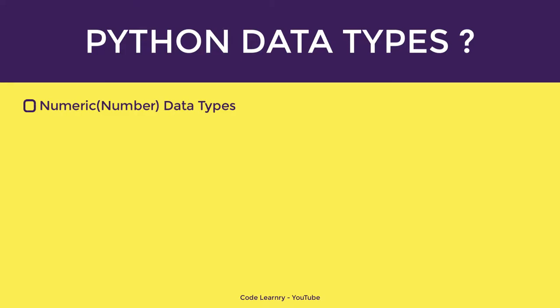A numeric data type is any representation of data which has a numeric value. In Python, there are three types of numbers. An integer is a positive or a negative whole number that has no fractional part. A float is any positive or negative real number with a fractional or a decimal part. A complex number is a number with a real and an imaginary part represented as x plus yj.